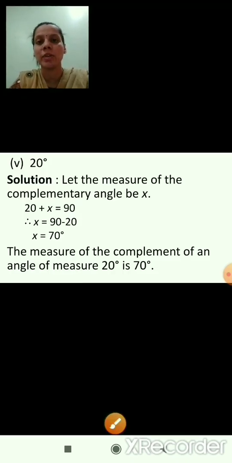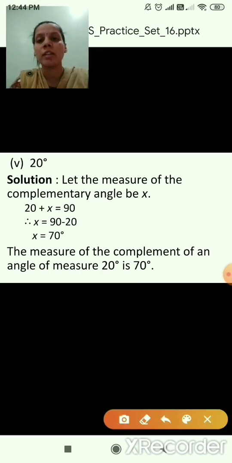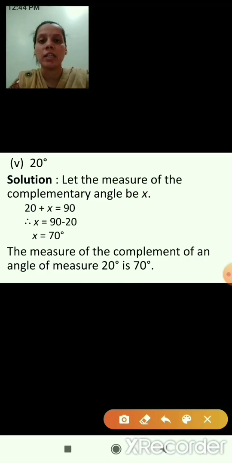As you can see here, the fifth one, the measure of one angle is given, that is 20 degree. You will find out the measure of its complementary angle. So for that, first we will consider it as x. In the solution, let the measure of the complementary angle be x. So the first step is what? 20 plus x is equal to 90 degree.